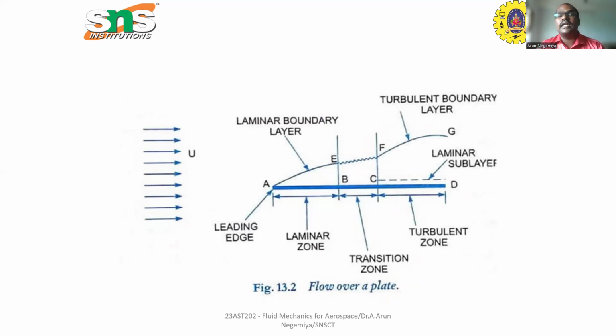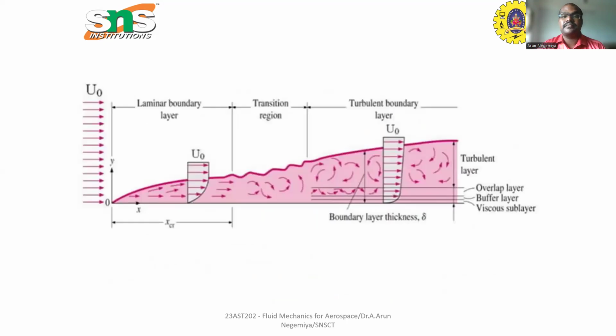In the laminar zone, the flow moves in a laminar, streamlined manner. In the transition zone, the flow transforms from laminar to turbulent. That is called the transition zone. Next is the turbulent flow. Here the total boundary flow is in a turbulent manner.